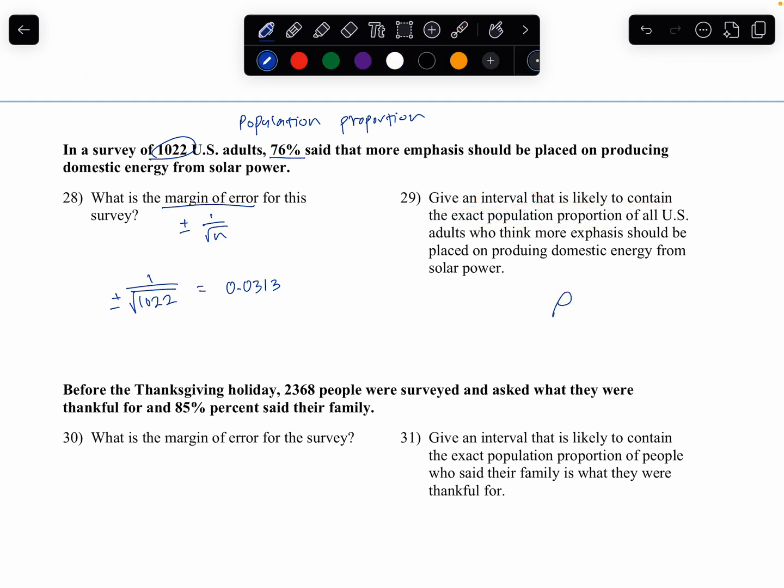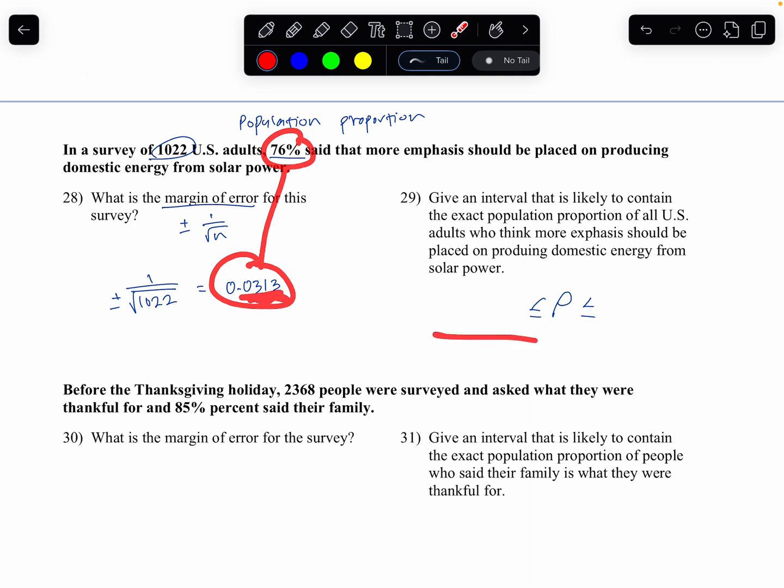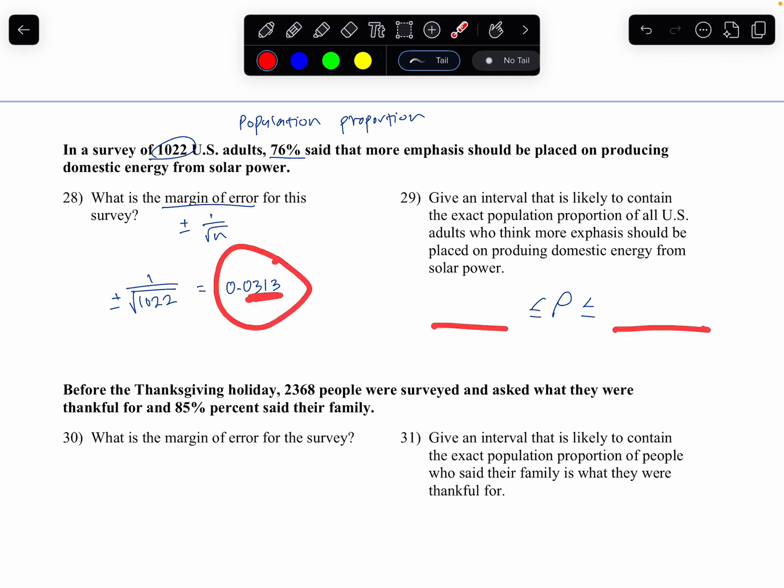So the exact population proportion is likely to be between... this was the population proportion of the sample of 1022. We're saying that of this sample, 76%, but what about the population? So we're going to take our estimate and add and subtract from it our margin of error. That's where we think the exact population proportion is, somewhere between here. But I'm also going to change this to a percentage because that's what it's supposed to be.